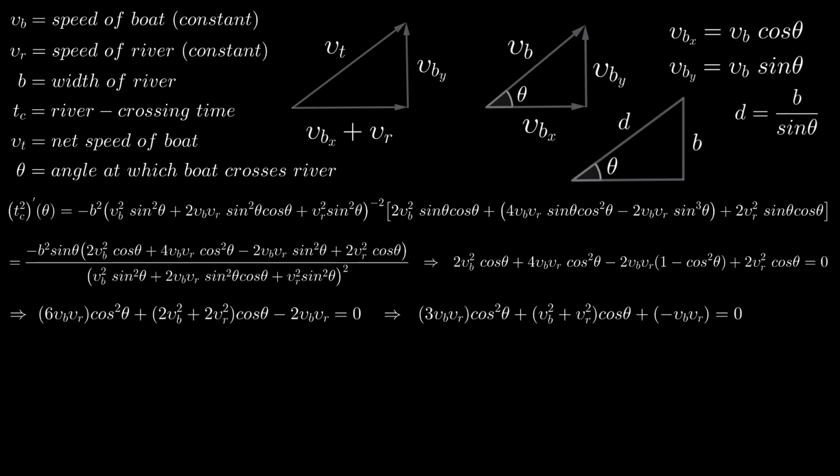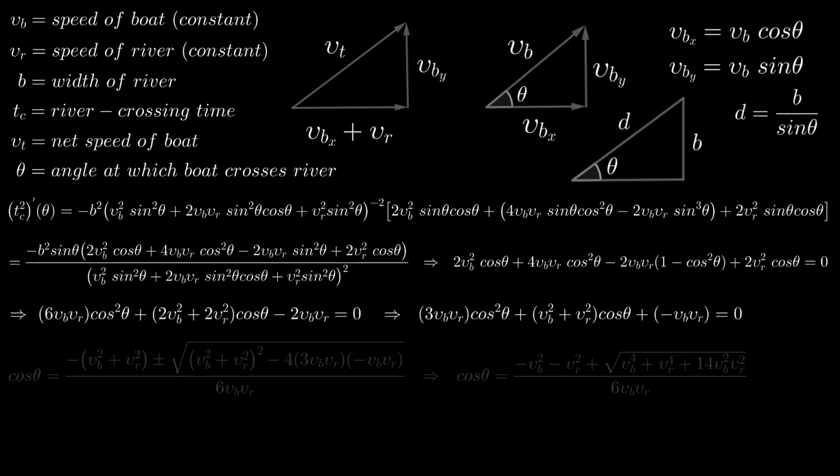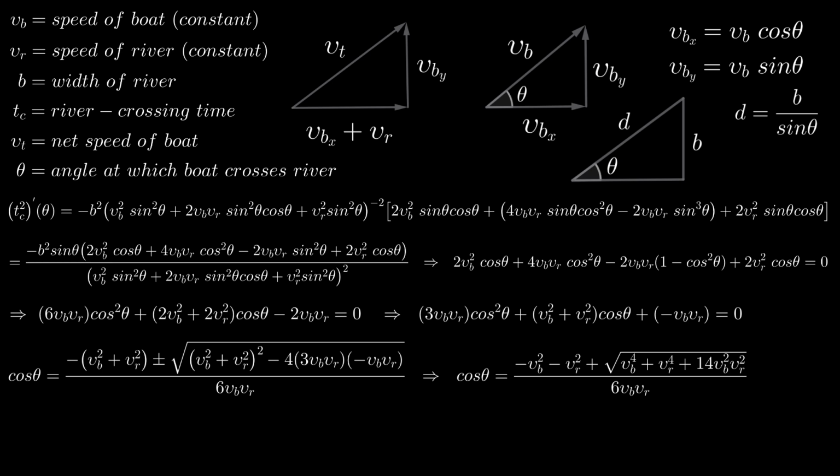And the solution of this quadratic equation is cosine of theta equals minus UB squared minus UR squared plus or minus the square root of UB to the 4th power plus UR to the 4th power plus 14 times UB squared times UR squared, and this is all over 6 times UB times UR. And we only use the plus sign here. Otherwise, this whole expression will be negative. And it makes little physical sense, because if cosine of theta is negative, then theta is above 90 degrees, which makes little physical sense. Hence, we only use the plus sign in our expression.